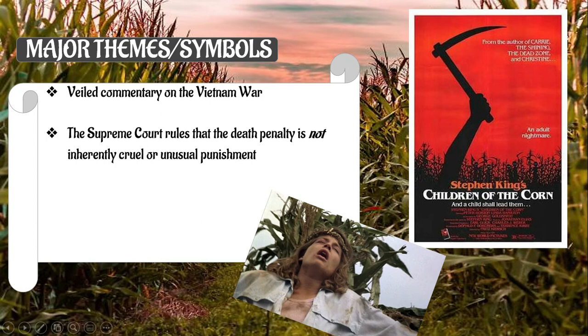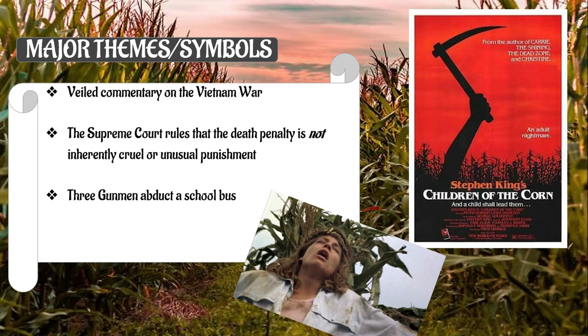The Supreme Court rules that the death penalty is not inherently cruel or unusual punishment around this time. Stephen King has never been shy when it comes to his political opinions and what side of the fence politically he sits on. He was very much against this ruling. He does think that the death penalty is cruel and unusual punishment. So he would have added that into his works. There is a very public execution scene in the story. And again, he's not shy about putting things like that in his work.